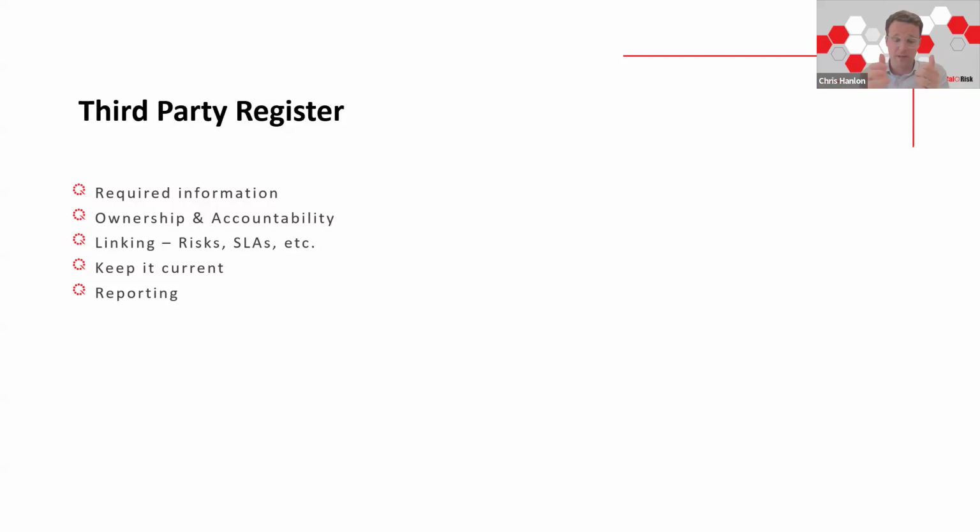And think about it then from that oversight piece as well. So I mentioned in the governance and oversight slide about the board and things like that as well. Having a robust third-party register will really enhance that oversight. So you can think about the level of detail that you can actually capture in one of these. Ownership and accountability. Who owns this document in the organization?